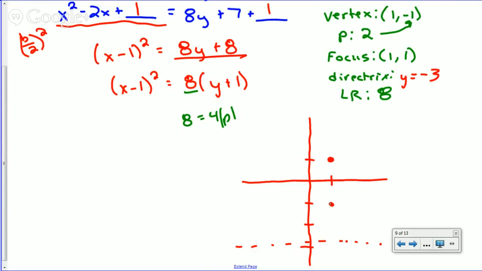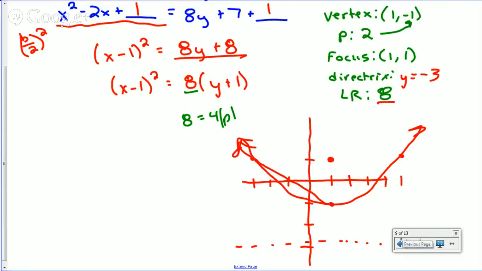Okay, so here I'm going to open up in this case. So use your LR and go to the right 4 of the focus and to the left 4 of your focus. And then kind of connect it with a curve. Try not to do a V, because remember V is an absolute value there. So kind of curve it around. And that's how you graph.